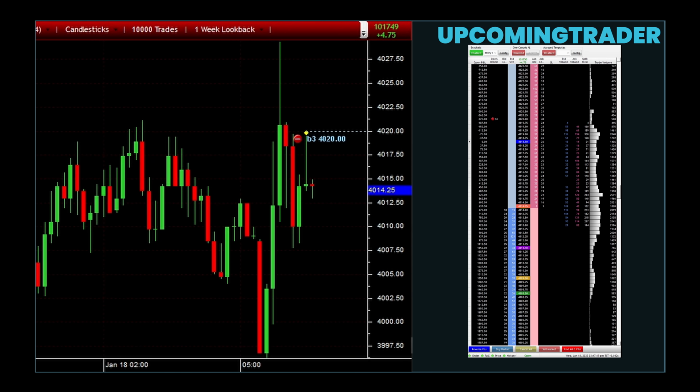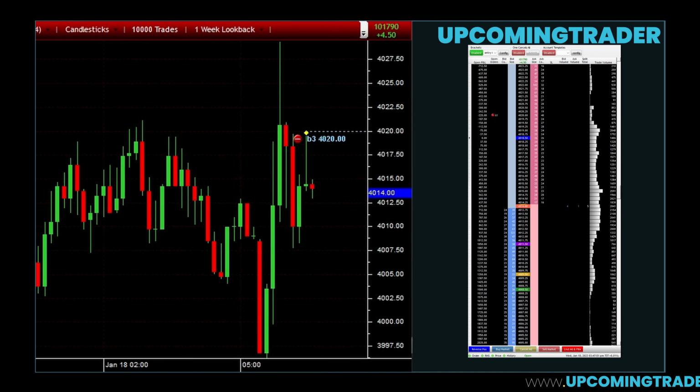Flags and pennants are continuation patterns that indicate a short consolidation before the prior trend resumes. Flags appear as small rectangles, while pennants have a triangular shape. On-balance volume can confirm breakouts from these patterns by showing a rise in volume as the price exits the flag or pennant. This tells us that the pause in price movement is over and that there is renewed momentum supporting the breakout.